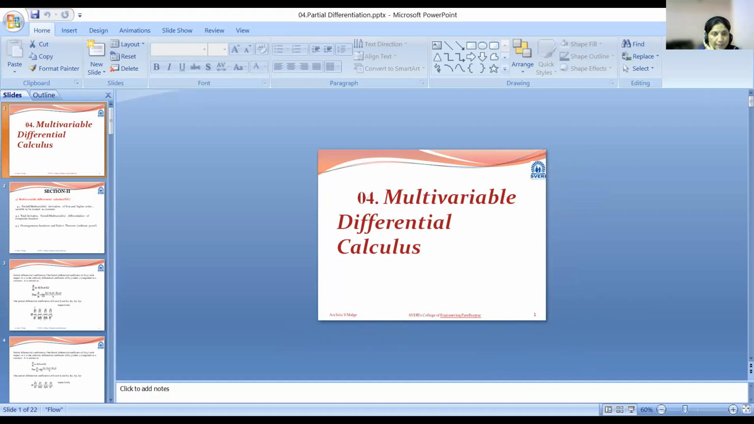Okay. Now partial differential coefficient, means here multivariable differential calculus is known as partial differentiation. The partial differential coefficient of f of x, y with respect to x is the ordinary differential coefficient of f of x, y when y is regarded as a constant.